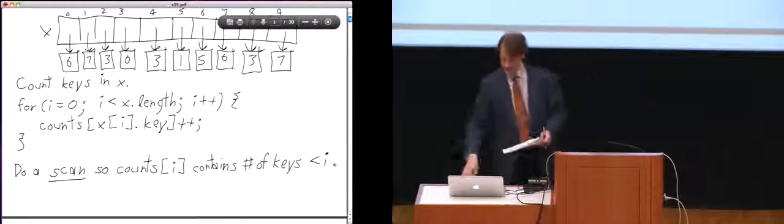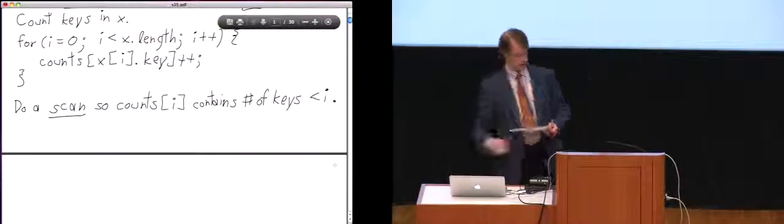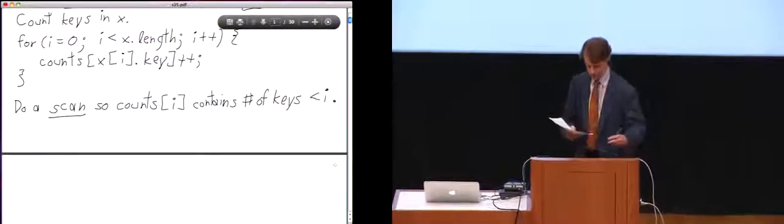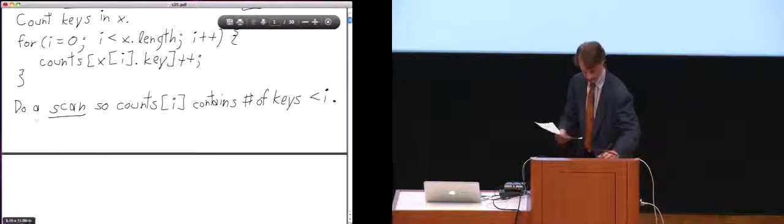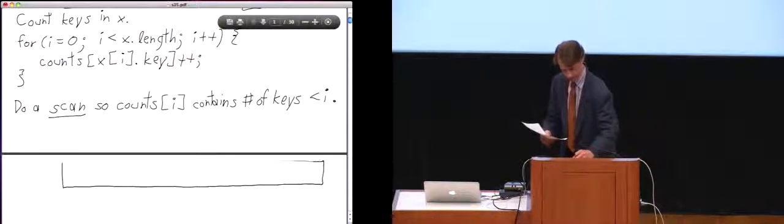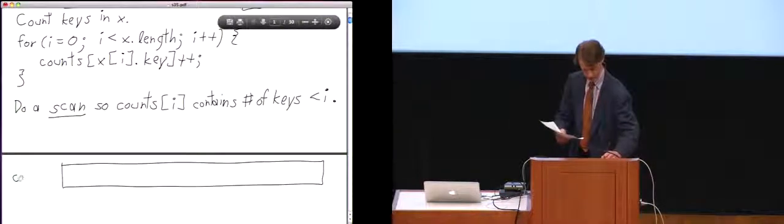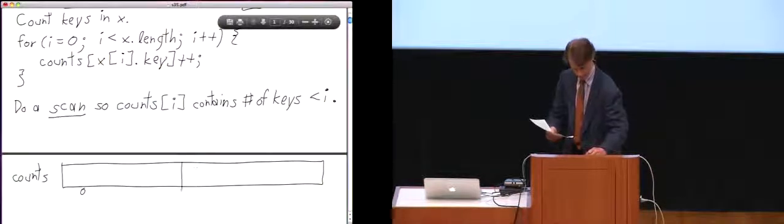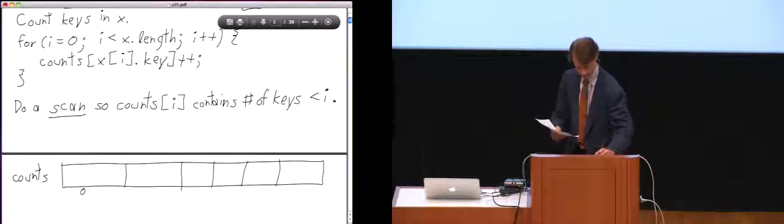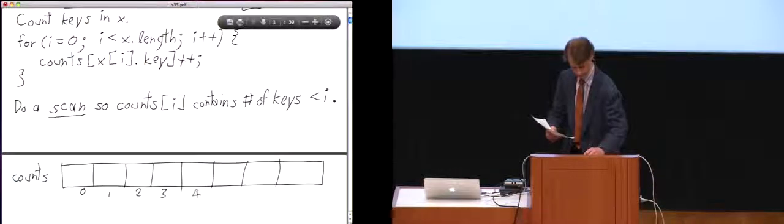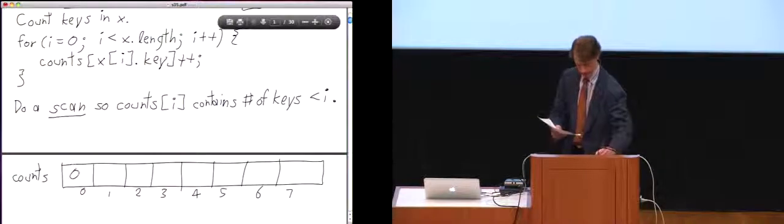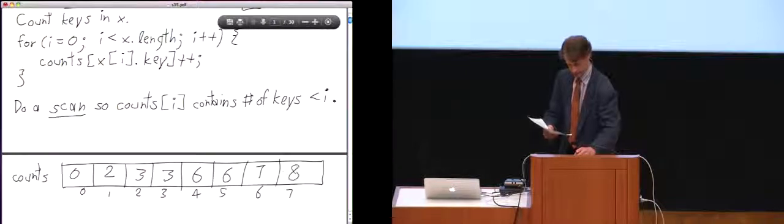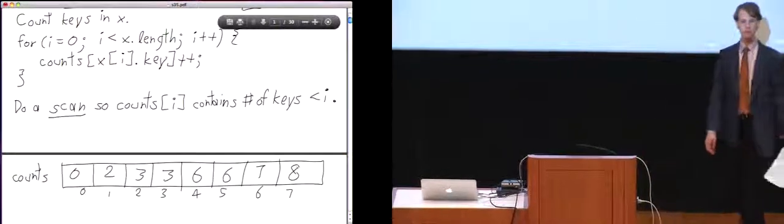So the way you do a scan is you start from the left end of the array and move towards the right, and you increment things as you go. And let me draw what we're trying to achieve first. The counts array after we do the scan will be a bunch of sums. These are sums of all the numbers in the original array.